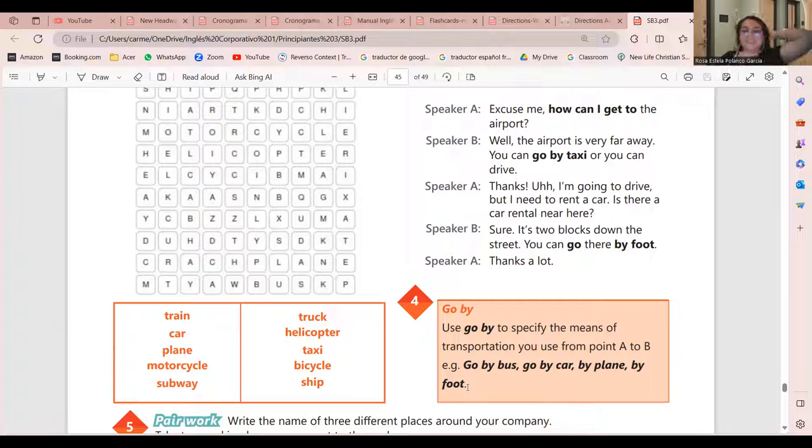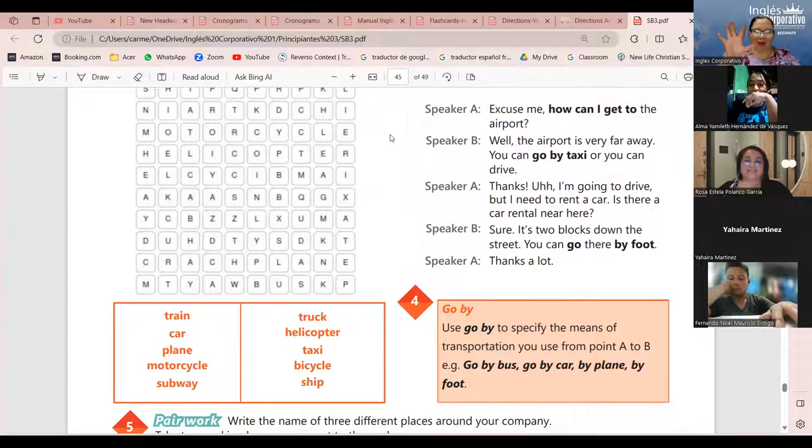Thank you. I'm going to drive, but I need to rent a car. Is there a car rental near here? Sure. It's 2 blocks down the street. You can go there by foot. Thanks a lot. Okay, there you go. If you can drive or you can go by foot, that's kind of confusing. Is it far or is it near? All right, so you want to be specific.